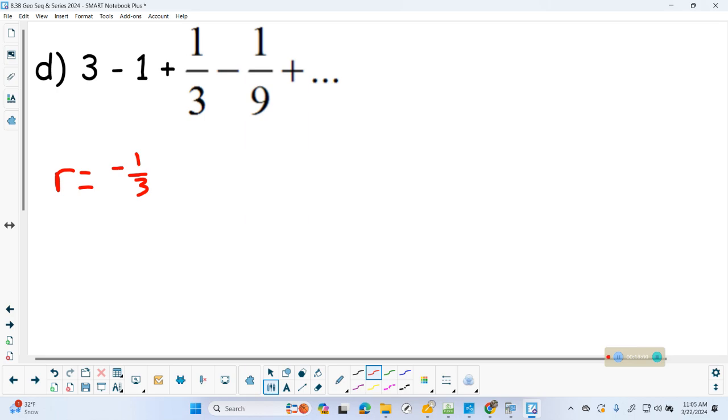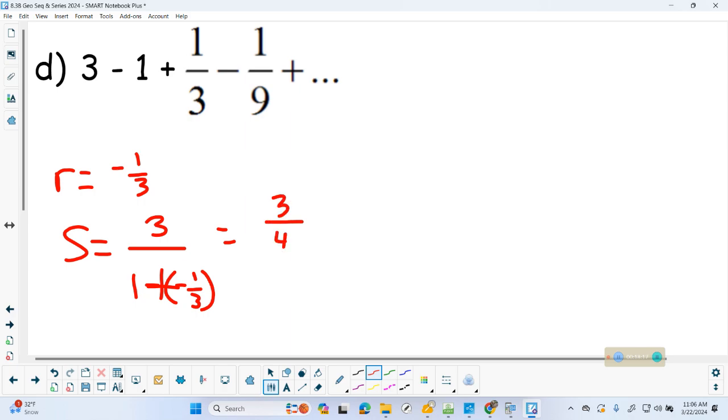No, so we can do it. Okay, so first term for our sum is 3 over 1 minus r. And you could type that obviously in your calculator. We're just going to go old school and mental math it. So I'm going to combine the bottom. 1 is really 3/3 plus 1/3, 4/3. And of course I'm going to multiply by the reciprocal. So 9/4.